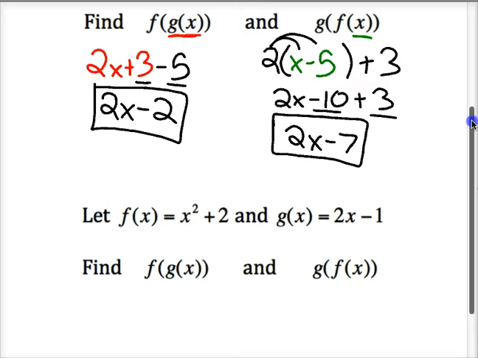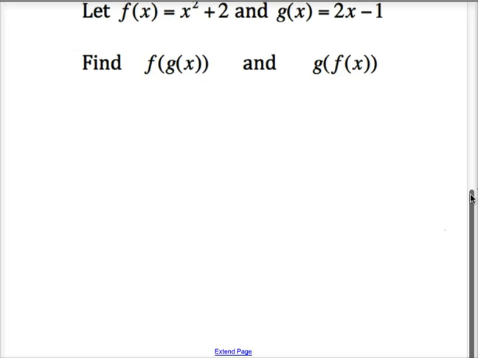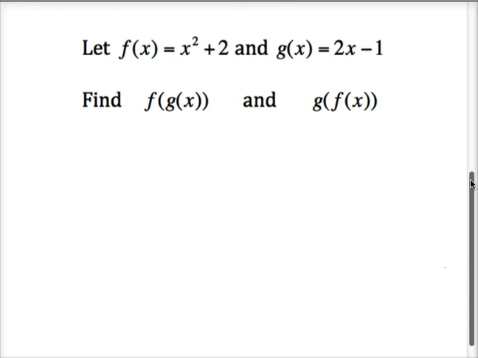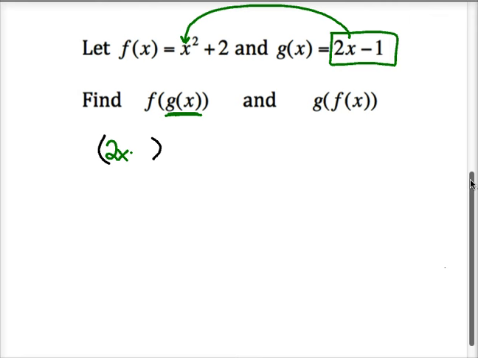All right, so let's dive into two other examples. So here I'm starting with g of x. So I'm starting with g, and I'm plugging it in everywhere I see x in the outer function. So I have 2x minus 1 squared plus 2. I'm taking that g of x, plugging it into wherever I see x in f of x.